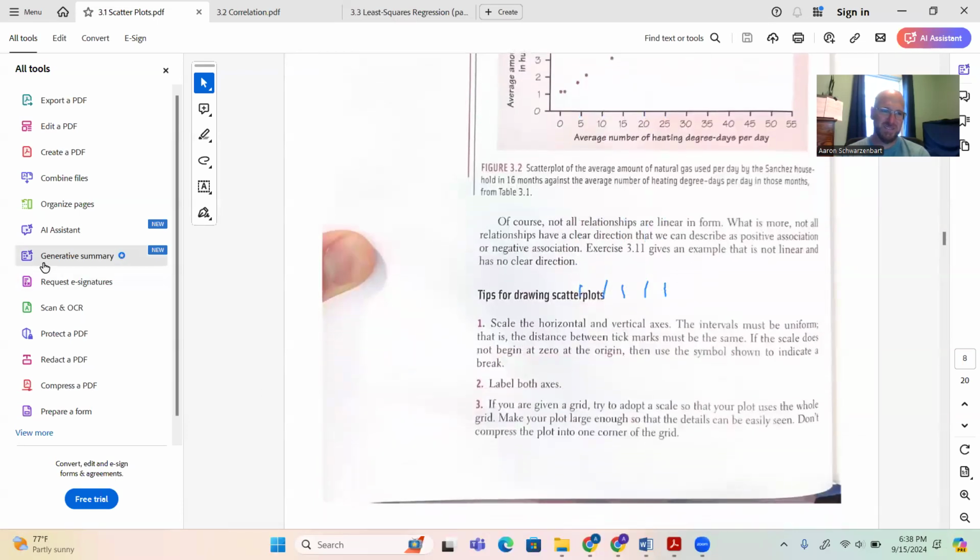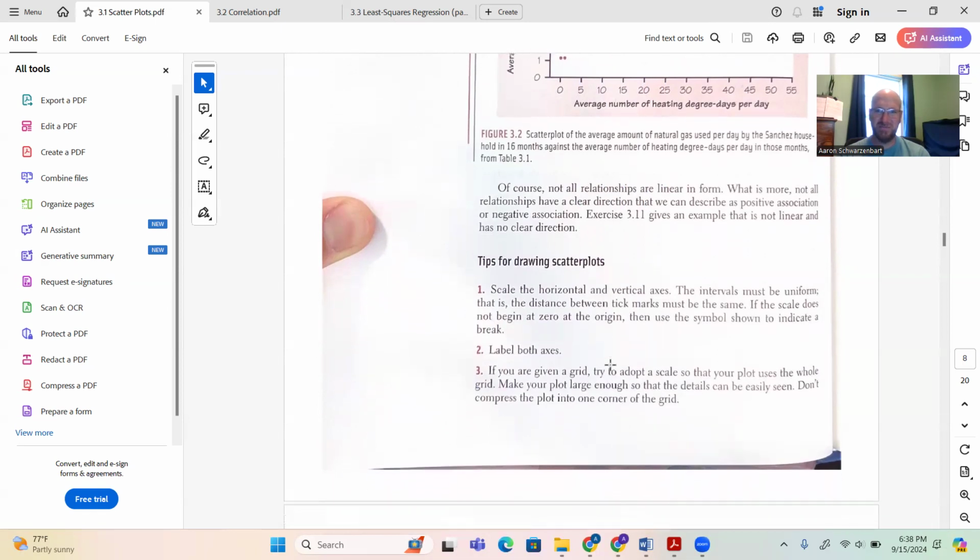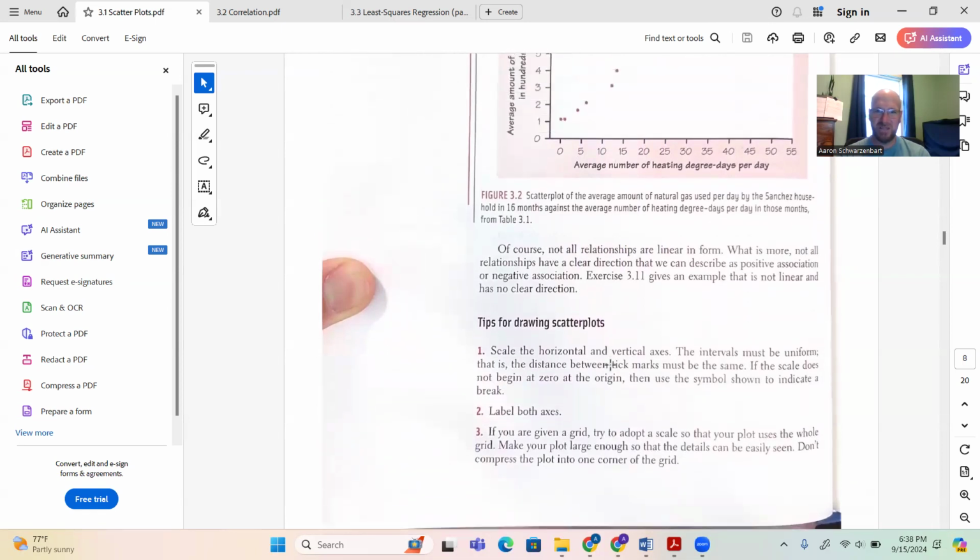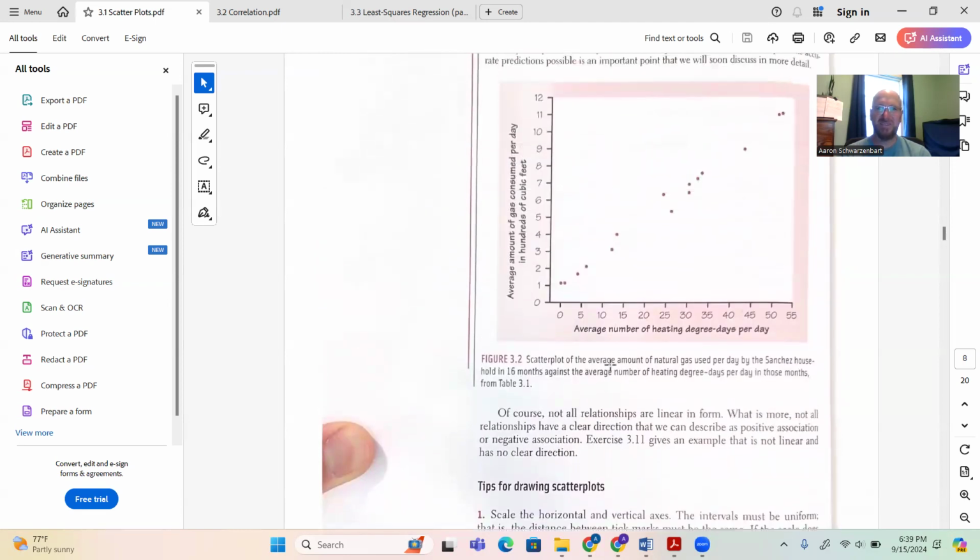Label both axes. Do not just assume your teacher or anybody else knows what they are. Tip number 3, if you're given a grid, try to adopt a scale that makes use of your plot as a whole grid. There's one that really annoyed me from Carnegie Learning where they went 4 boxes and called it 5. So each box was 1 1/4. Really obnoxious.